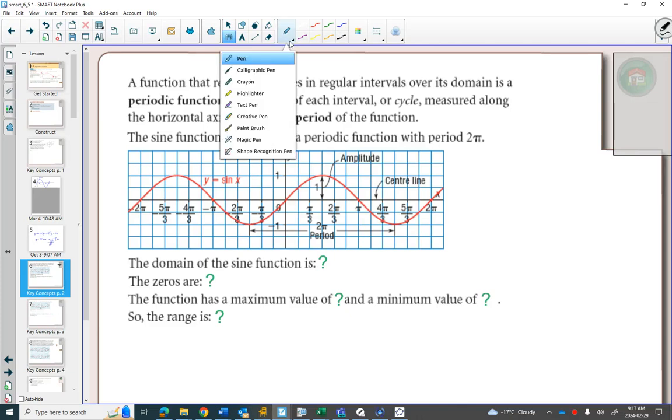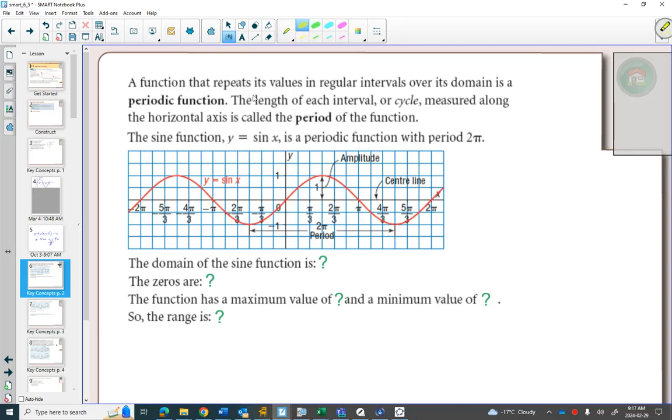First of all, the definition of a periodic function is a function that repeats itself, and since going around the circle repeats itself every time, sine and cosine and tangent are all periodic functions. And we call the length of time that it takes to repeat itself the period.